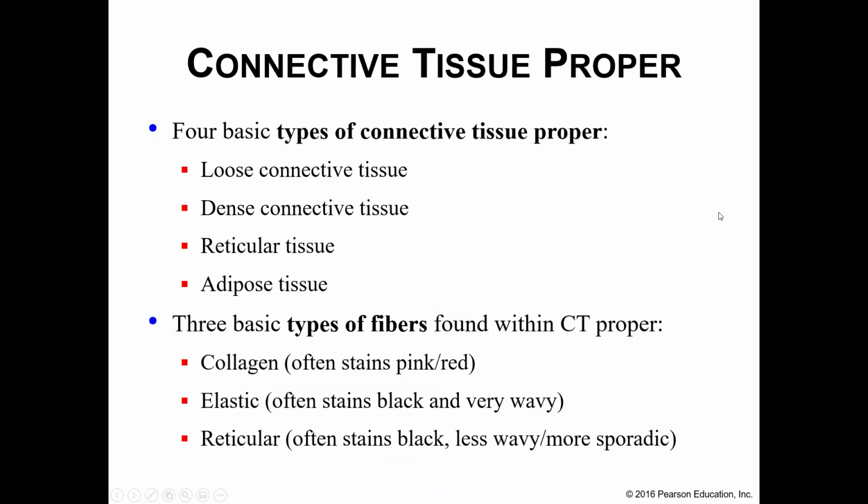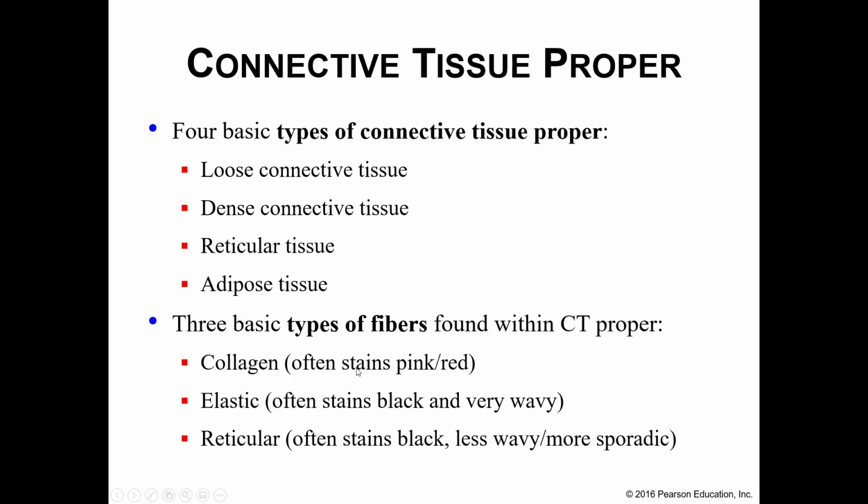Now we have 4 basic types of connective tissue proper, and then 3 basic types of fibers that we've already mentioned. So we're going to see these over and over and over. Our 4 basic types of connective tissue proper are loose and dense connective tissue, reticular tissue, and adipose tissue. The collagen fibers, the elastic fibers, and the reticular fibers we've mentioned previously, but these are going to come up over and over in several of these tissues as well.